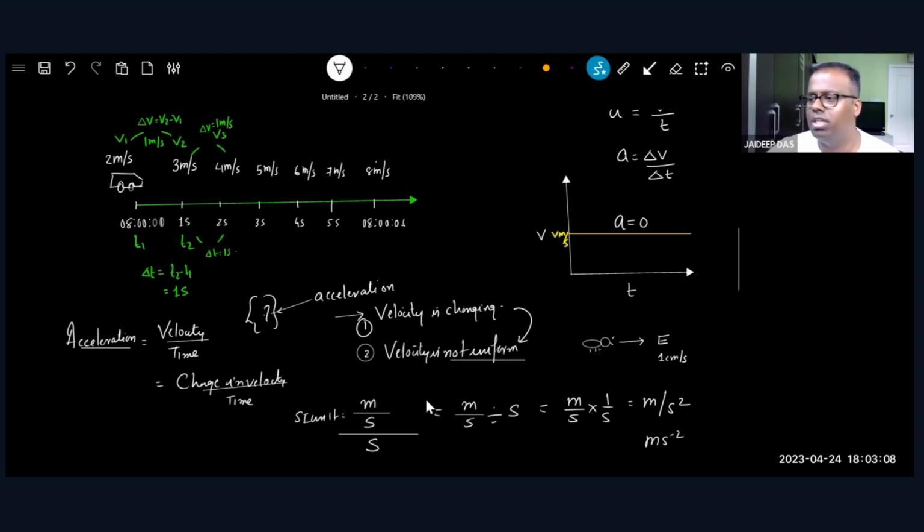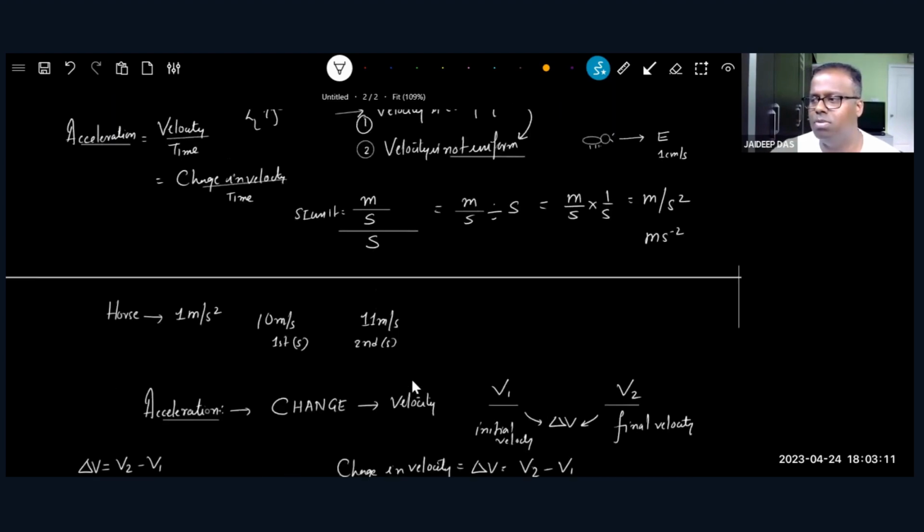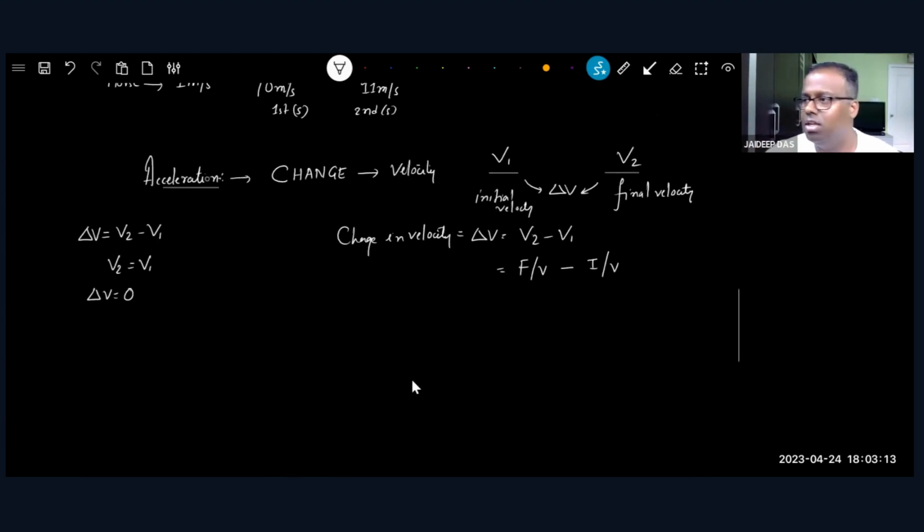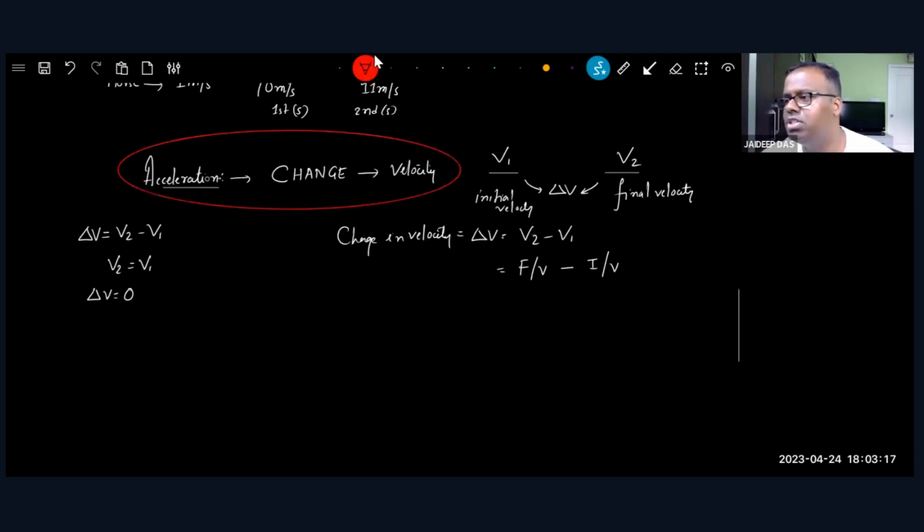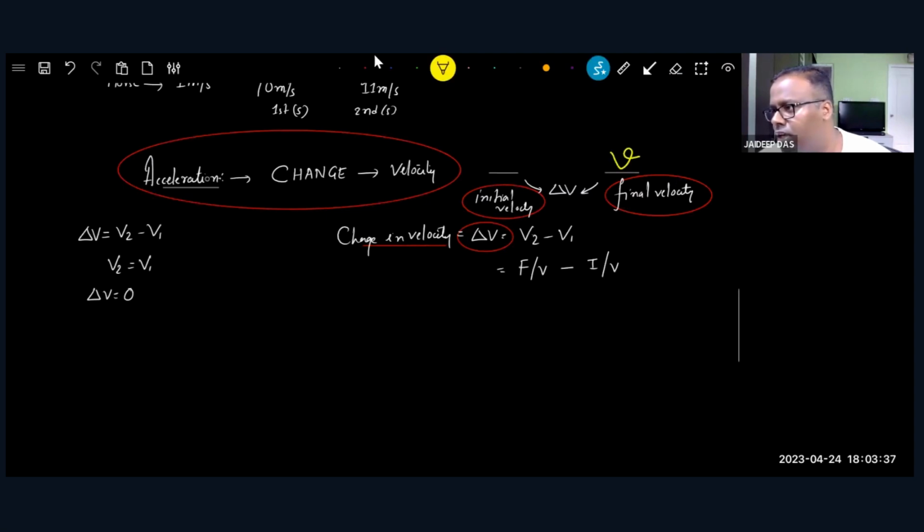Okay, so let us first understand acceleration as a concept. If you have acceleration, this thing you need to remember throughout. If you have acceleration, you will have a change in velocity. And if you have a change in velocity, there will be a final velocity and an initial velocity. The difference of these two will be the change in velocity. In physics, we don't call them V2 and V1. We have separate names for them. This is denoted by V, small v. This is denoted by U.